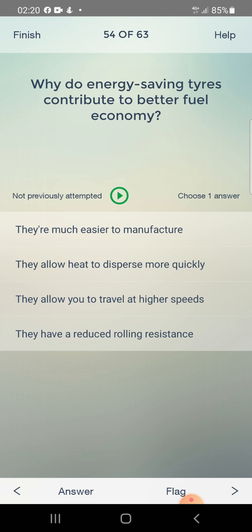Why do energy saving tires contribute to better fuel economy? They are much easier to manufacture. They allow heat to disperse more quickly. They allow you to travel at higher speeds. They have a reduced rolling resistance.